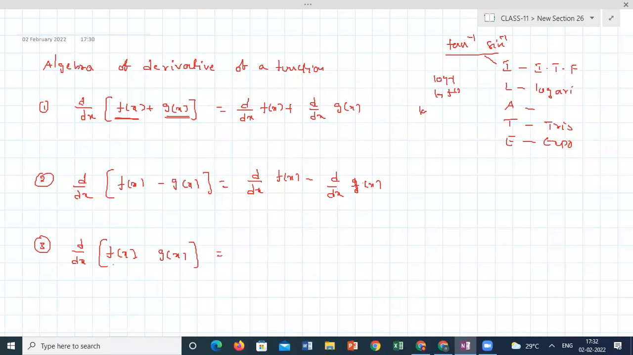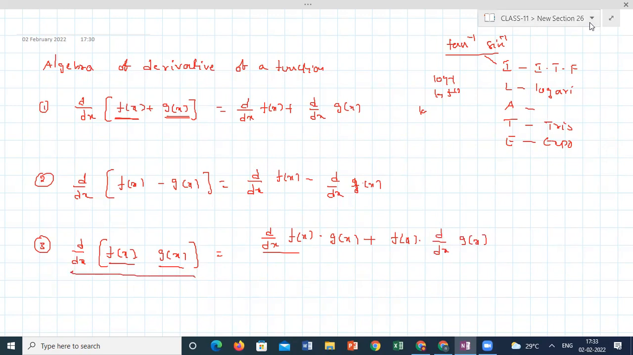What we have to do is choose one function. When you are doing the differentiation for the first function, the second function is like a constant. So d by dx of f of x into g of x is d by dx of f of x into g of x, plus f of x into d by dx of g of x. This is the differentiation of two functions in product.